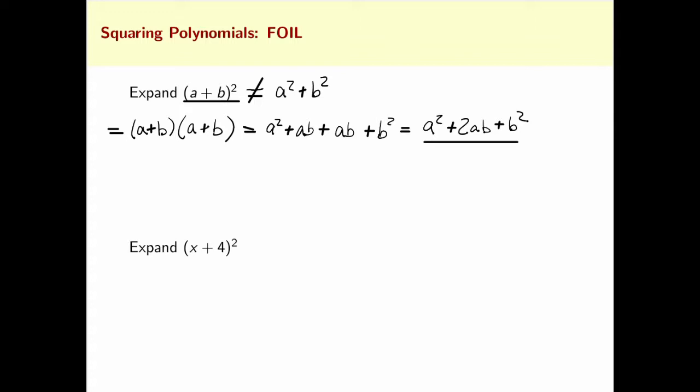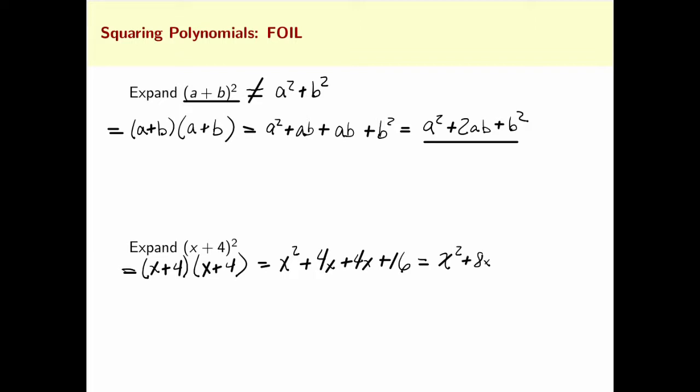So let's do one with numbers. Remember what I said, (x + 4) squared equals (x + 4) times (x + 4). If we FOIL this out, first terms together is x squared. The outer terms gives me plus 4x. The inner term gives me another plus 4x. And then the last terms give me a 16. And this simplifies to x squared plus 8x plus 16. And that's how you square a binomial.